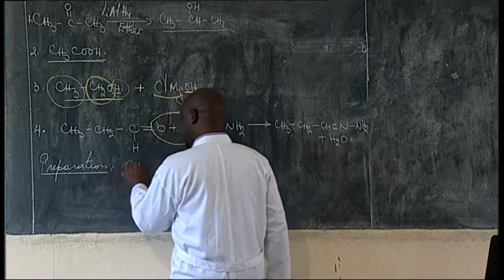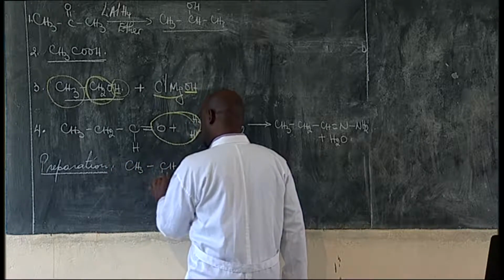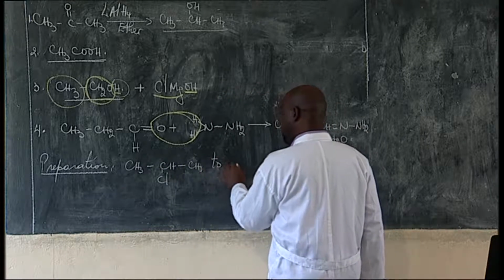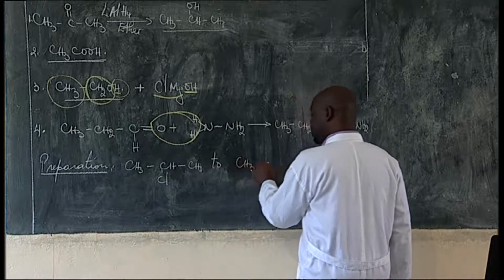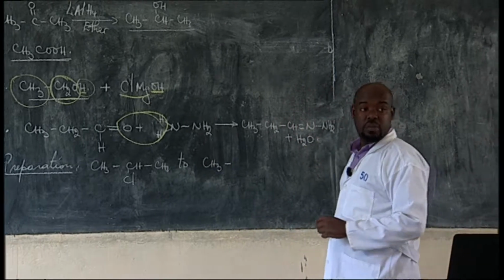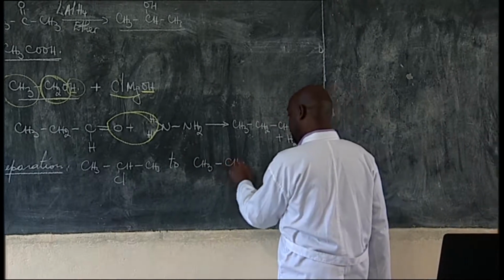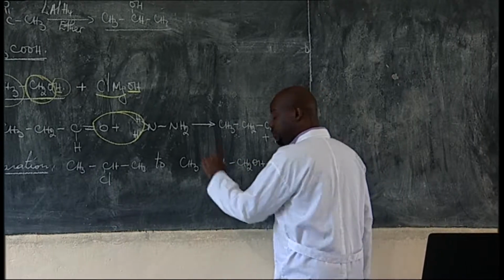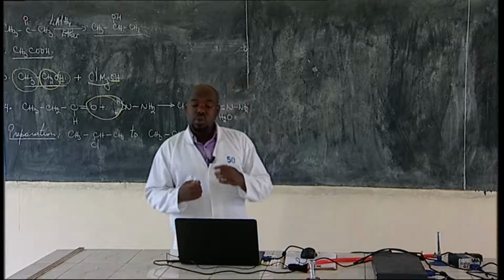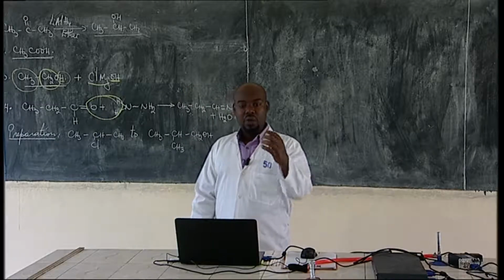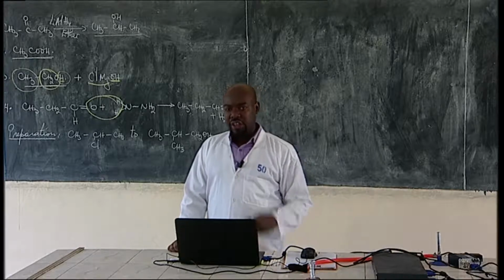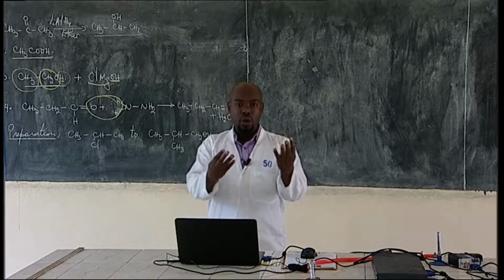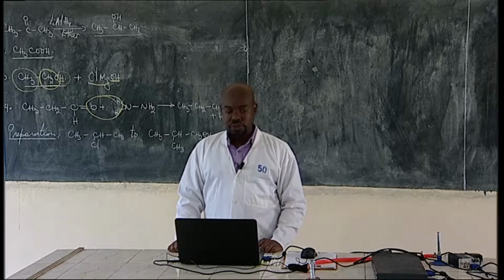2-chloropropane is this one, CH3, CH, Cl, and CH3, and we want to move from this one to 2-methylpropan-1-ol. So we have CH3, CH, CH2, OH, and CH3. Now, what we are going to do is analyze how the compound has been changed and think about the reactions which can help us bring about those transformations.